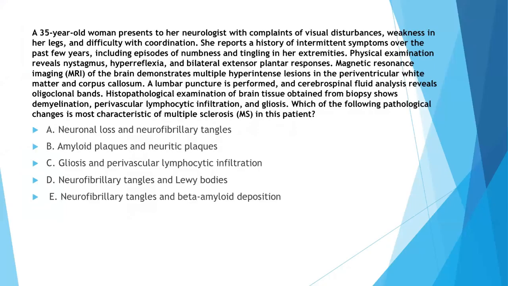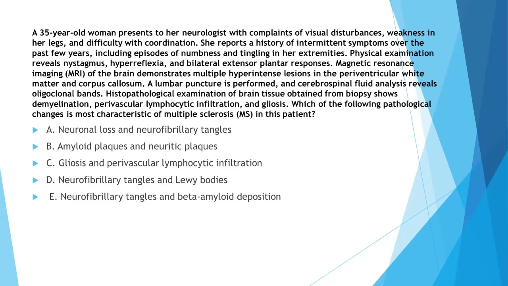So a 35-year-old woman presents to her neurologist with complaints of visual disturbances, weakness in her legs, and difficulty with coordination. She reports a history of intermittent symptoms over the past few years, including episodes of numbness and tingling in her extremities. Physical examination reveals nystagmus, hyperreflexia, and bilateral extensor plantar responses. Magnetic resonance imaging of the brain demonstrates multiple hyperintense lesions in the periventricular white matter and corpus callosum.